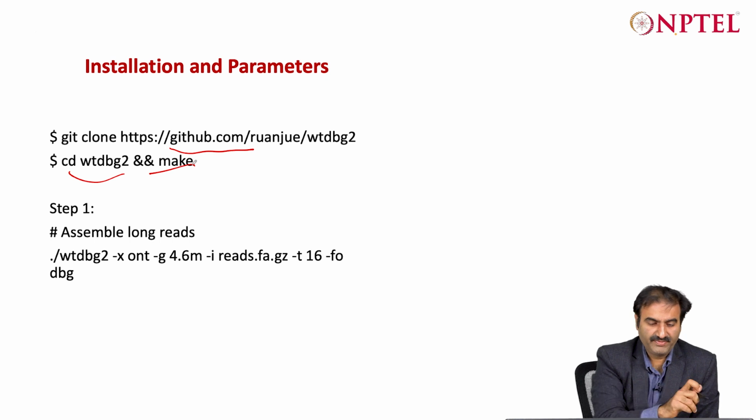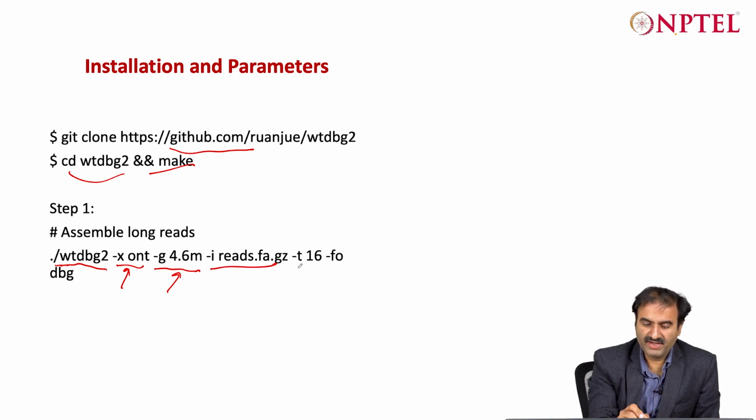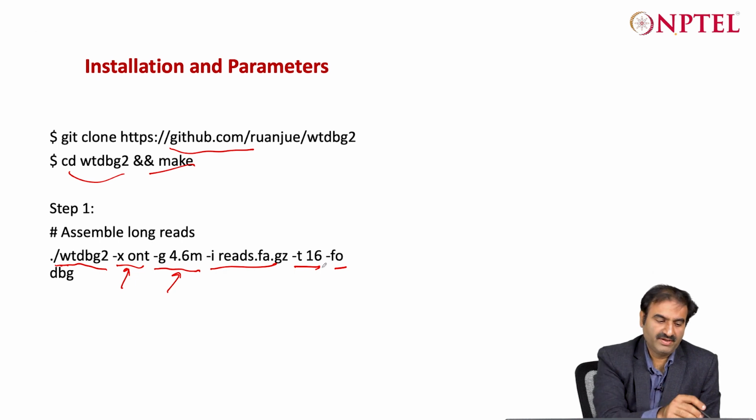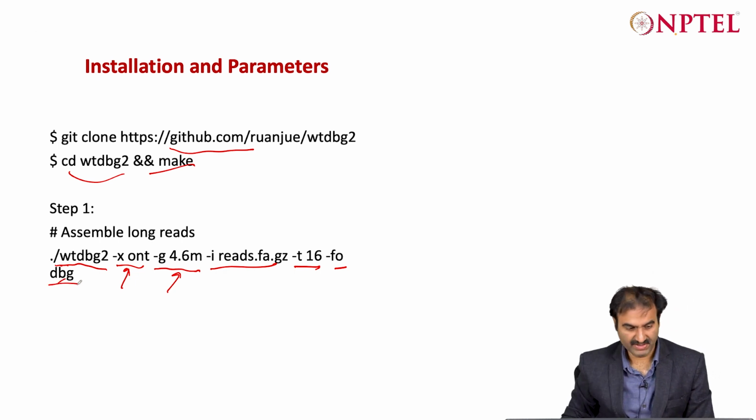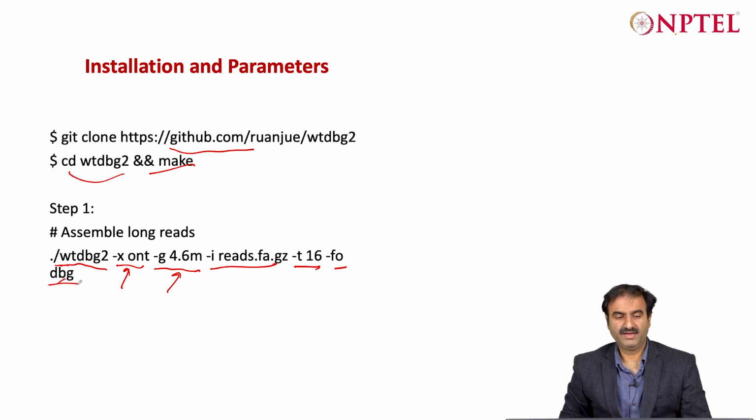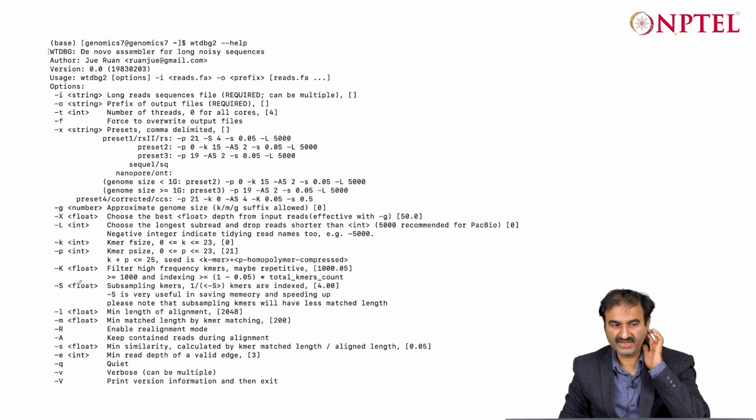So it has 2 steps. One is wtdbg, with x, that means you are using the ONT data. Genome size is about 4.6 MB in this case. Then the input file, the total number of threads that you want to use, and the output file, basically with the extension dbg. So this is the first step, and then to get the actual consensus you will have to use the next command.